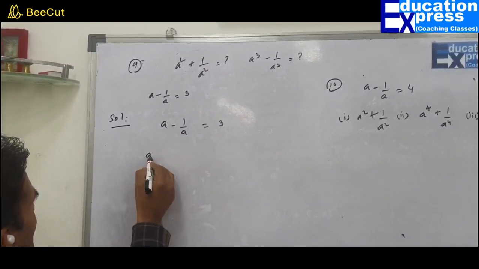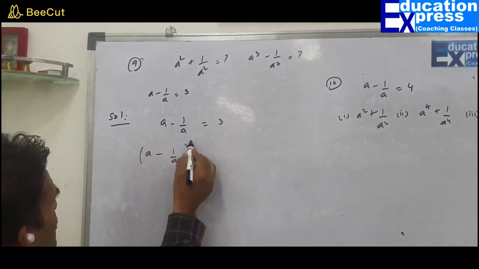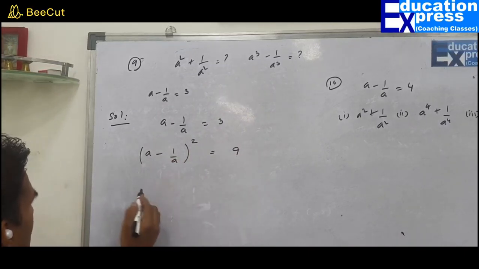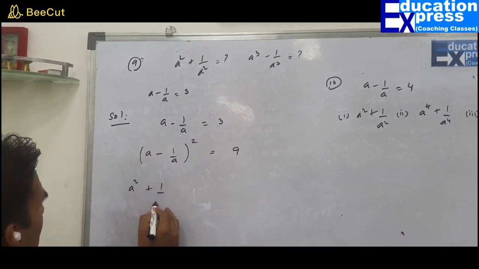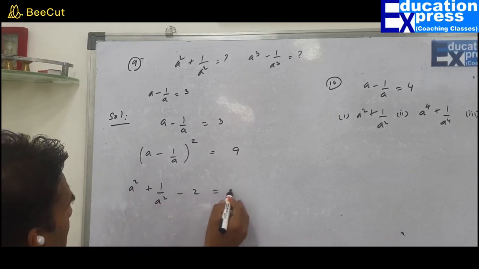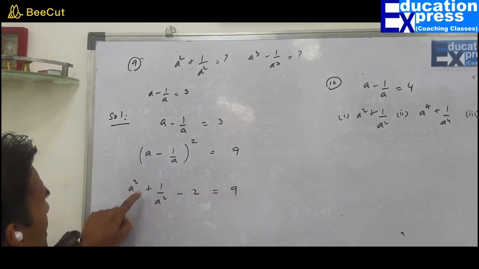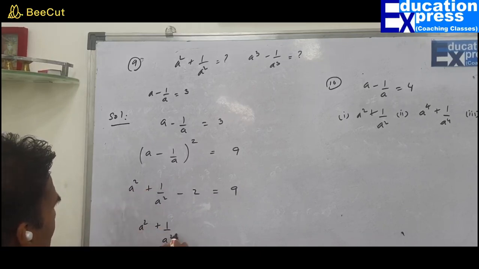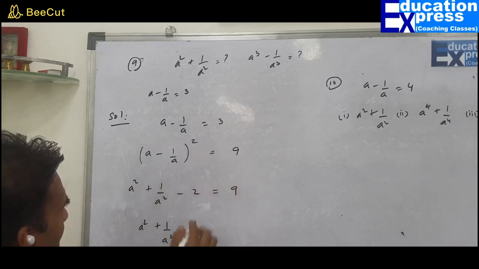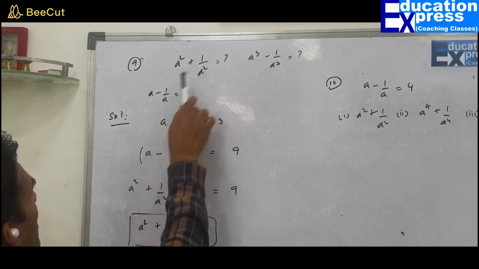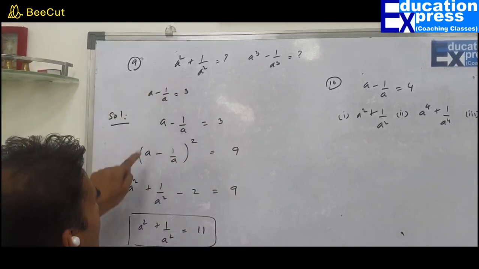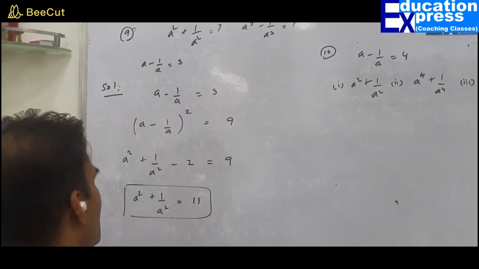Squaring on both the sides, (a minus 1 upon a) whole square will become 3 square, 9. Can we expand this? Oh yes sir. a square plus 1 upon a square minus 2 equals 9. Since I want a square plus 1 upon a square, I'm going to transfer minus 2 to that side. That becomes 9 plus 2, 11. So I get my first one. How do I identify? From a minus 1 upon a, I have to reach a square. The only option is squaring on both sides.